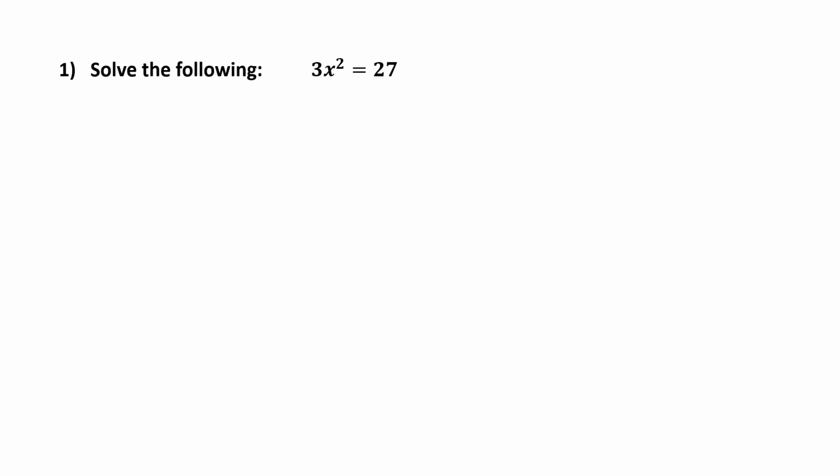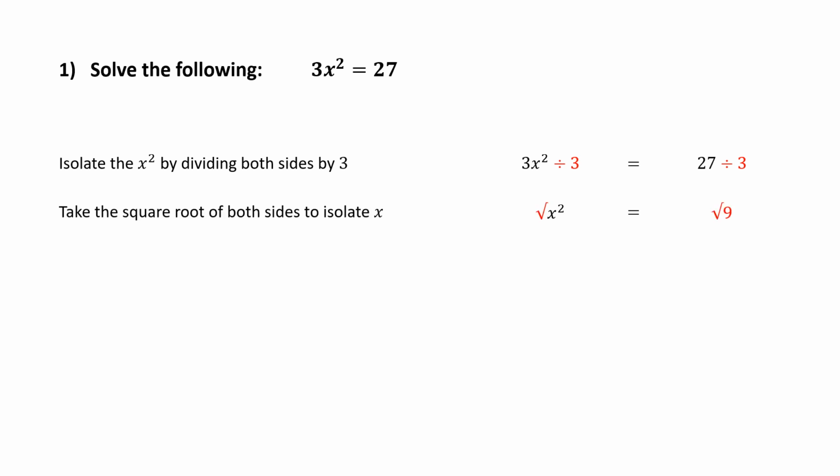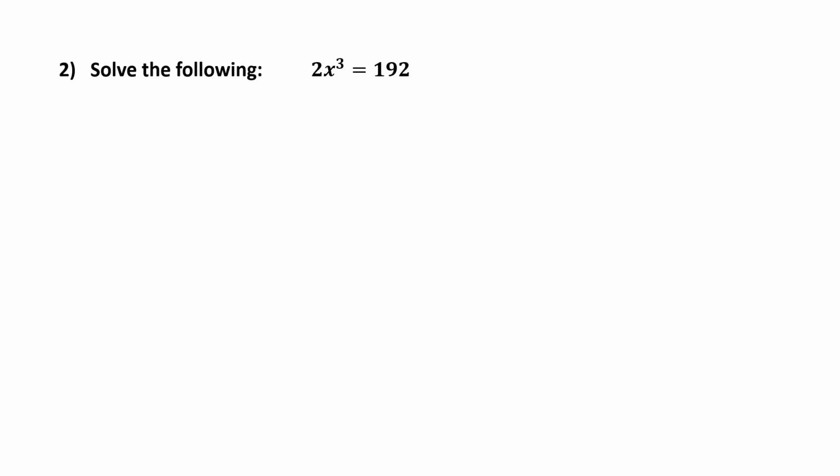Cool. Hopefully you found that okay. So we're going to divide both sides by 3 here, which is going to give us x squared equal to 9. Now we need to take the square root of both sides. So the square root of x squared is x, and the square root of 9 is 3. So we have x is equal to plus or minus 3. And we have the next question here. Pause the video and unpause it when you're ready to hear the answers.